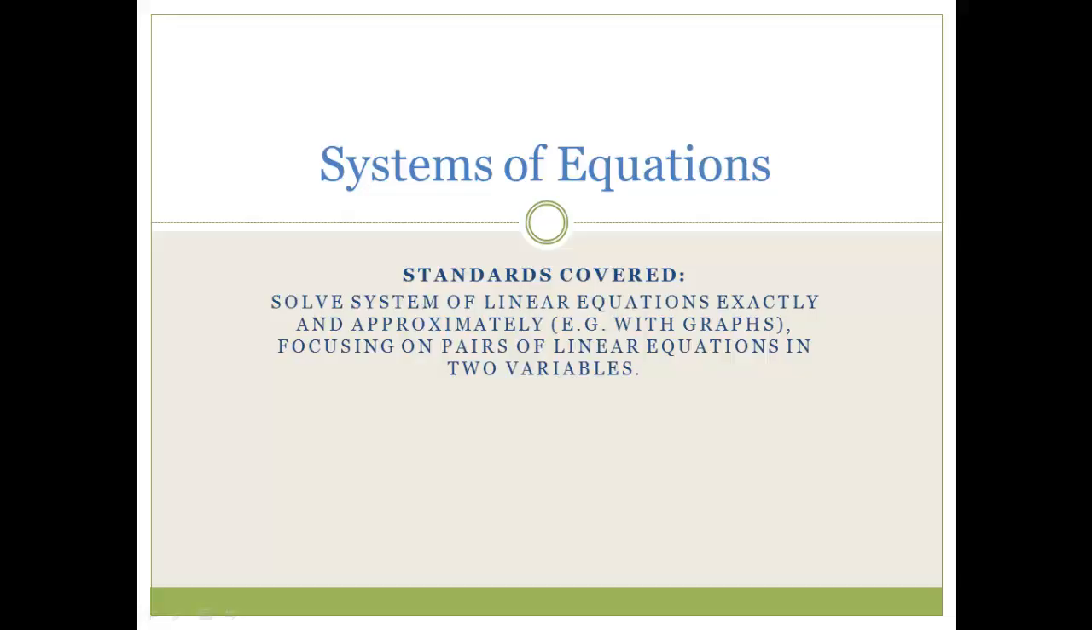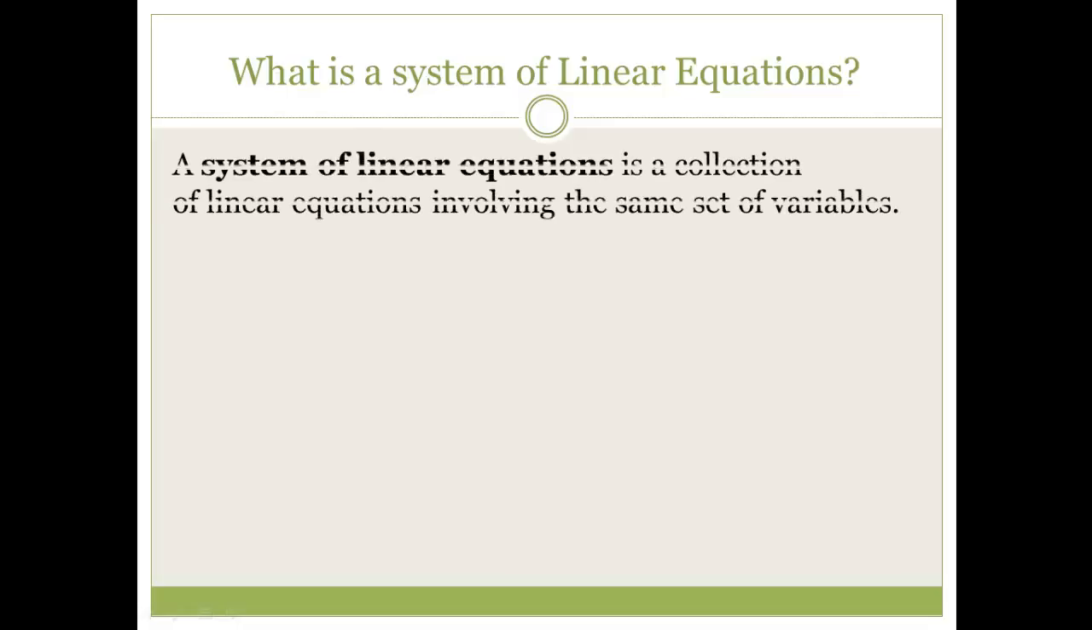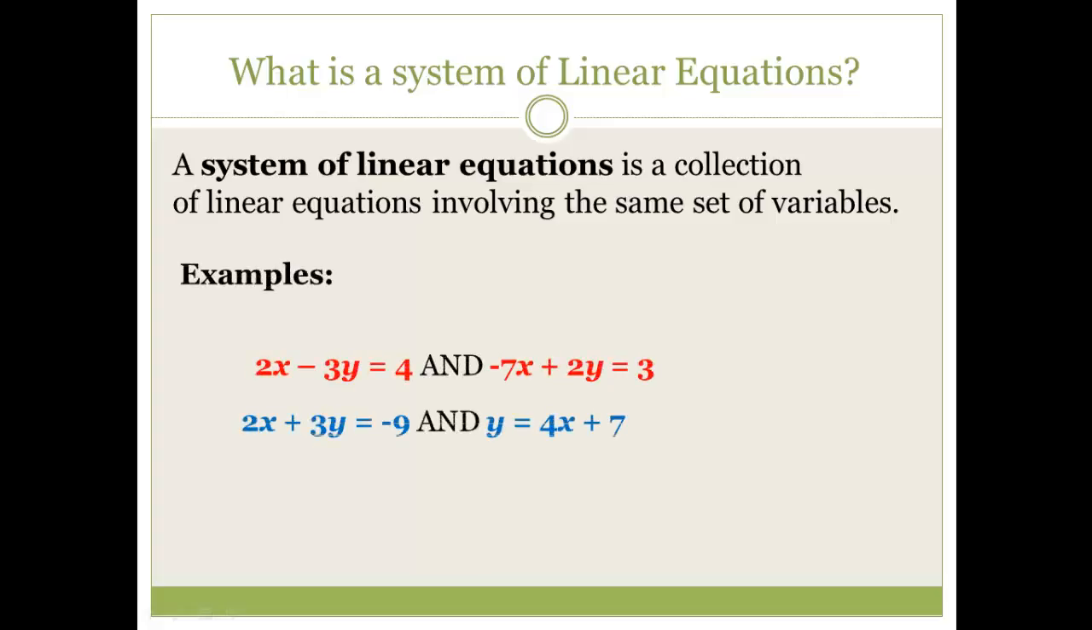Systems of equations. What is a system of linear equations? A system of linear equations is a collection of linear equations involving the same set of variables. Here, you see some examples. The equations in red are part of one system, and the blue is another.